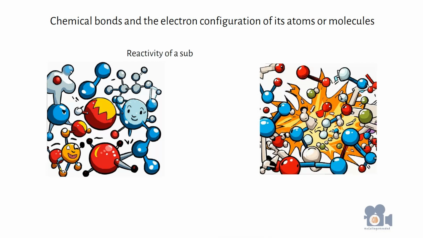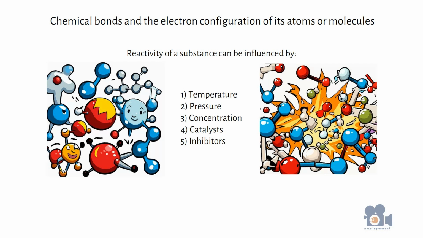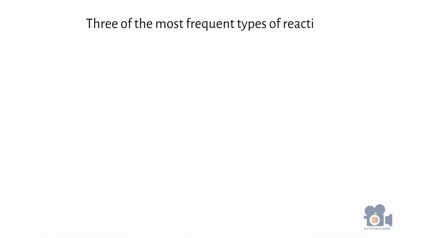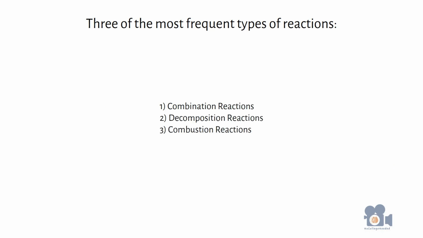The reactivity of a substance can be influenced by a number of factors, including temperature, pressure, concentration, and the presence of catalysts or inhibitors. For example, increasing the temperature of a reaction can increase the reactivity of the substances involved by providing more energy to break bonds and initiate reactions. Three of the most frequent types of reactions are called combination reactions, decomposition reactions, and combustion reactions.